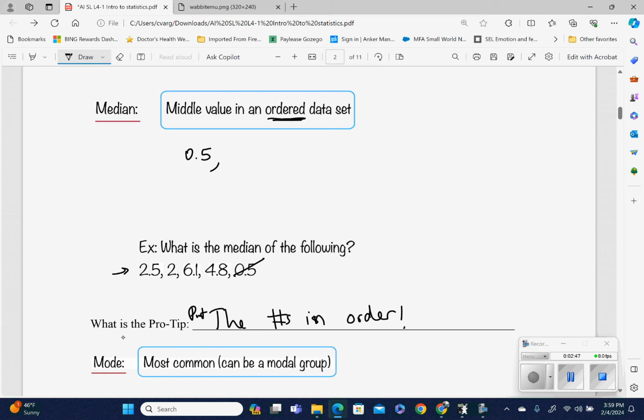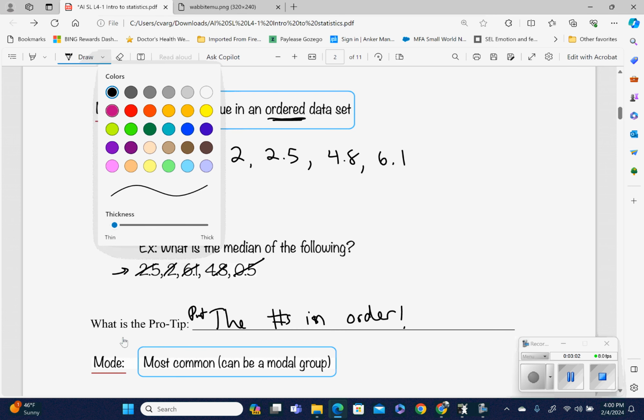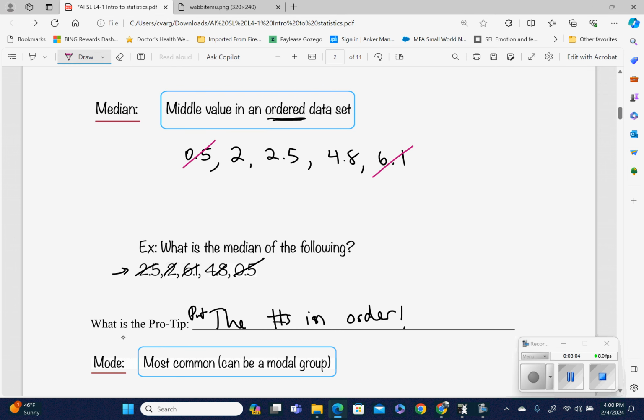I usually just cross it out. Then comes 2, cross it out. Then comes 2.5, right? Cross it out. Then comes 4.8, cross it out. Then comes 6.1, okay? So median is the number that appears in the middle, right? So if there's one here, second one, the second one, and the number that's in the middle is 2.5. So the median is 2.5.